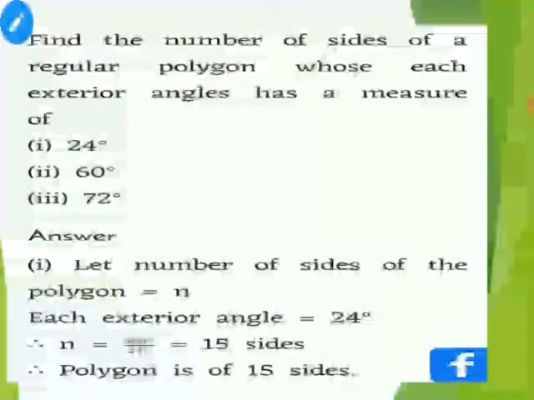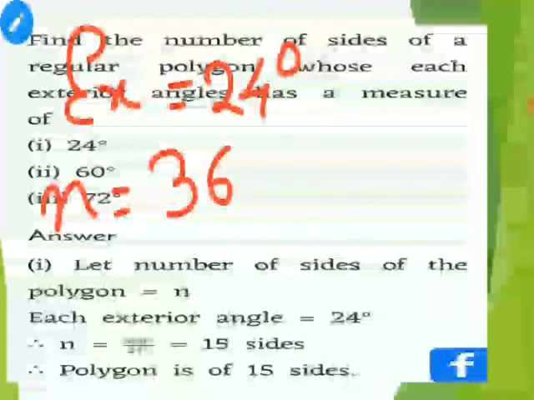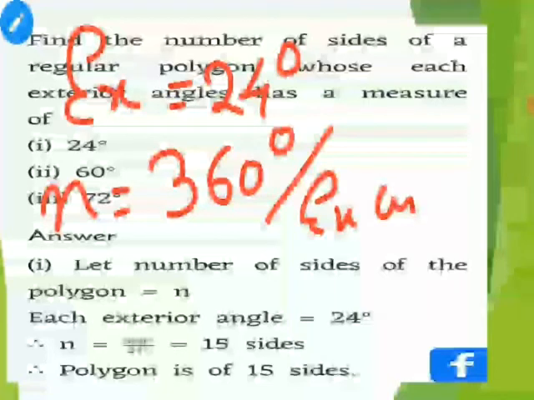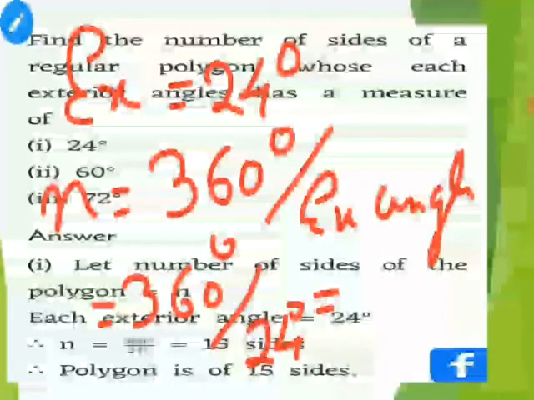The first part of the question says that the exterior angle is given as 24 degrees. So the number of sides, as you know the formula, is 360 degrees divided by the exterior angle. So 360 degrees upon 24. When you perform the division, you will get the number of sides equal to 15. That means the polygon has 15 sides.